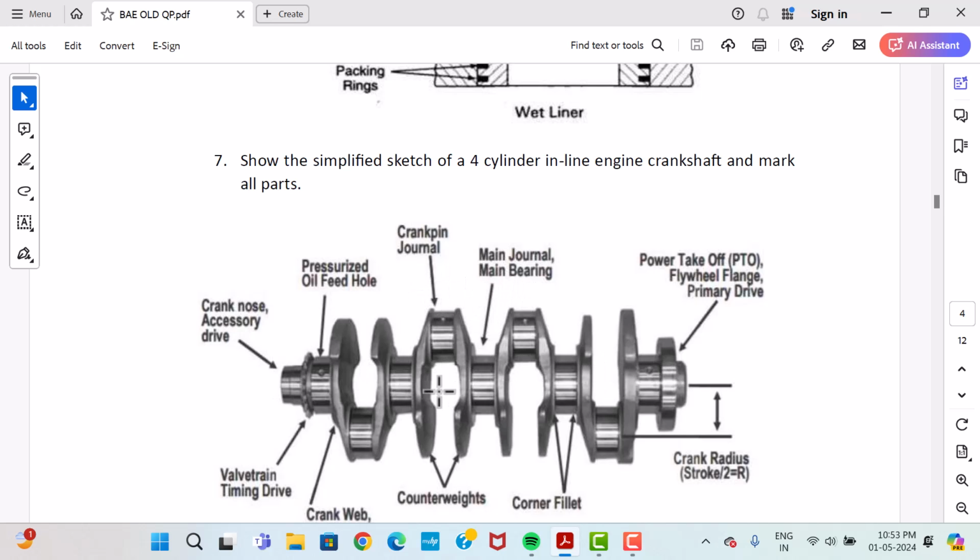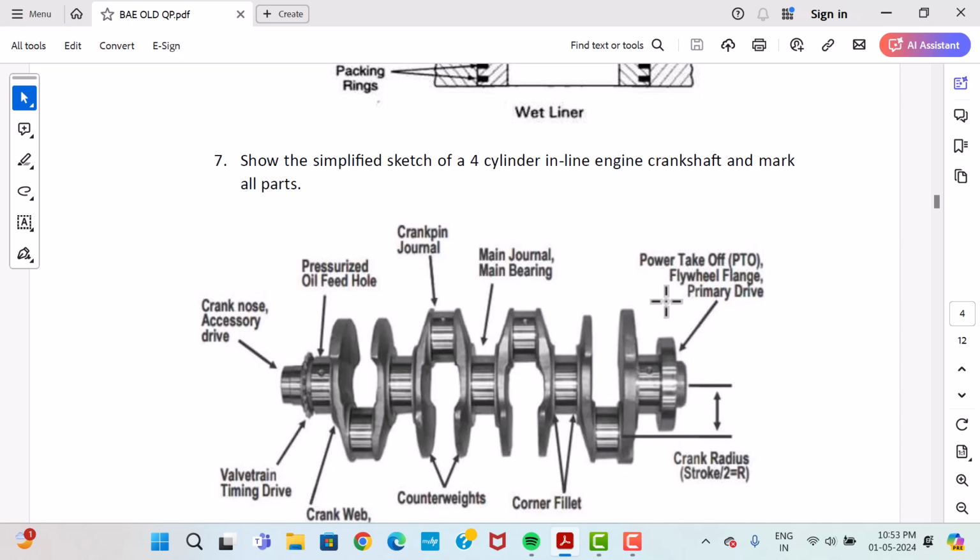Here, the center line you can see this. Some bearings are provided. This is called a main journal or main bearing. One main bearing is here, here, here, and here. This is called the crank radius. The distance from the center of the crankshaft to the center of the crank pin is called the crank radius. It is nearly equal to the stroke divided by two, half of the stroke length, that is the radius of the crank.